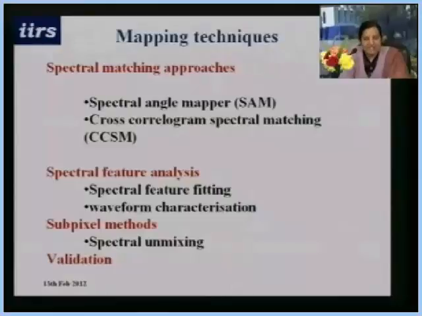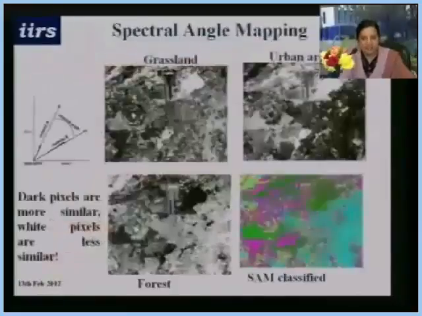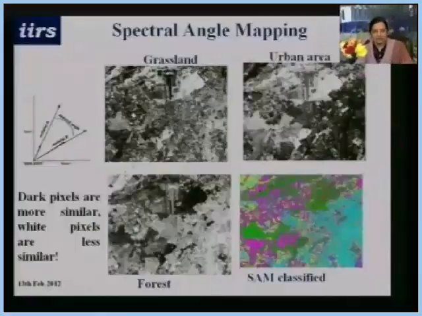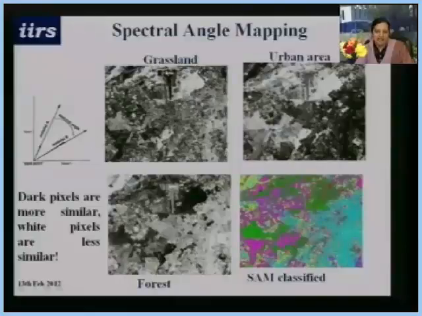There are various techniques like spectral matching approaches, spectral feature analysis, and subpixel methods which are utilized in hyperspectral remote sensing, again which will be covered in subsequent lectures. So this is an example of spectral angle mapper where for different features these methods are utilized, and you can get the proportions of the land cover present in a particular image. For example, the white in this area shows all the grassland. The white tones in the second image on the upper side shows the urban area. Similarly, the forest and the SAM classifiers.